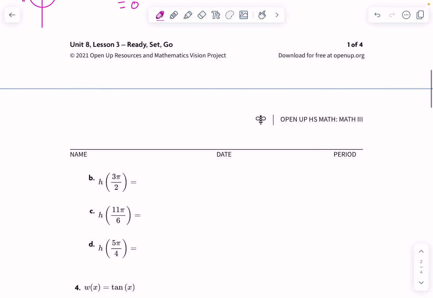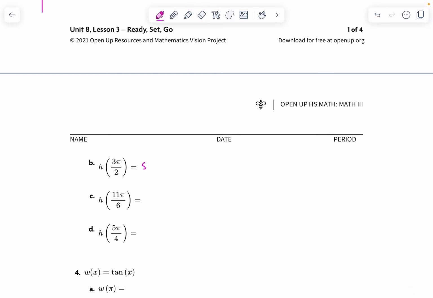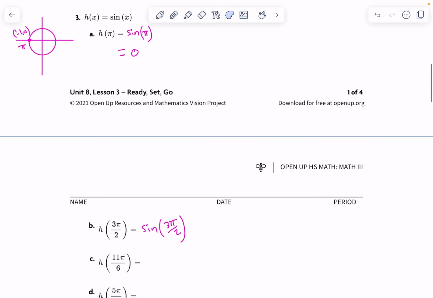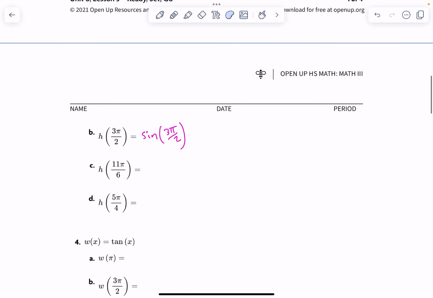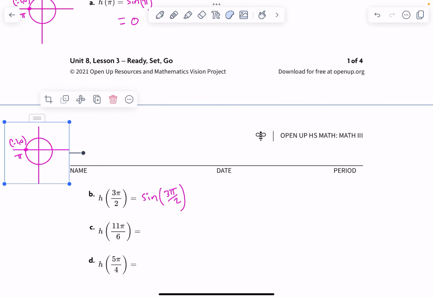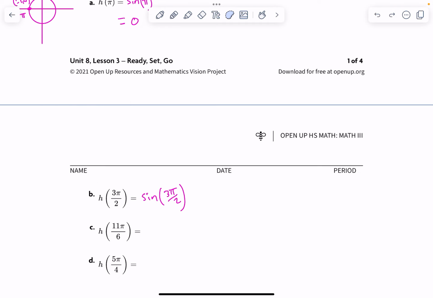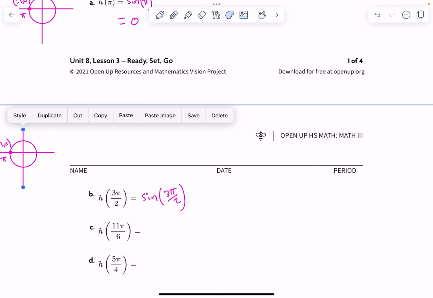Okay. Now we're talking about sine of 3 pi over 2. Let me bring down this unit circle again. Let's copy this and paste it right here. Okay, what is happening? Oh my goodness.